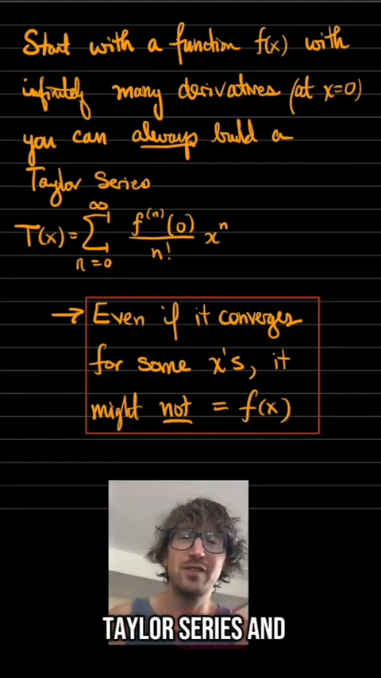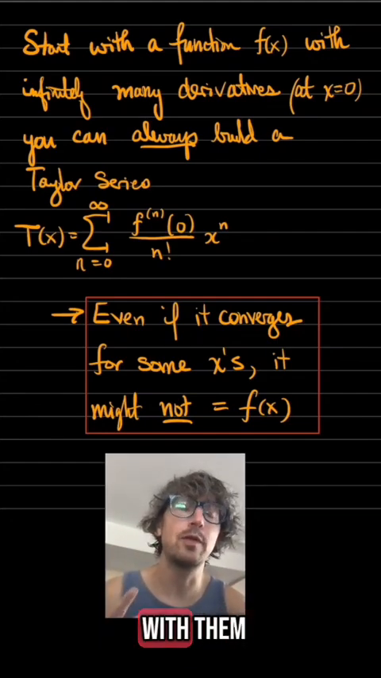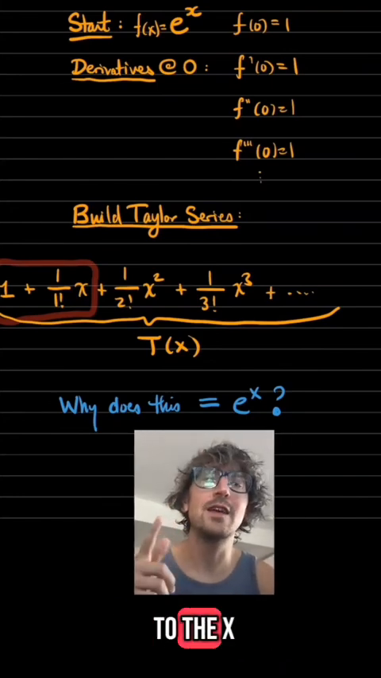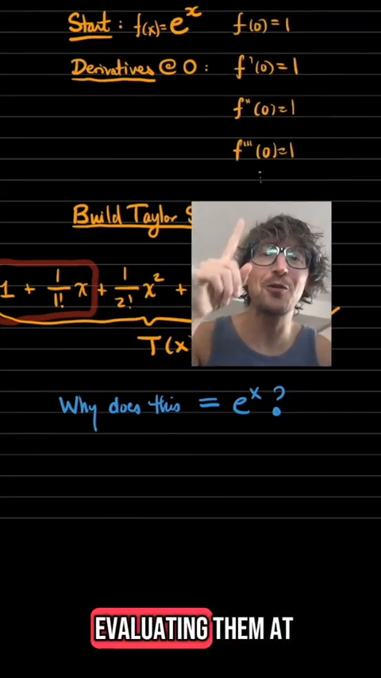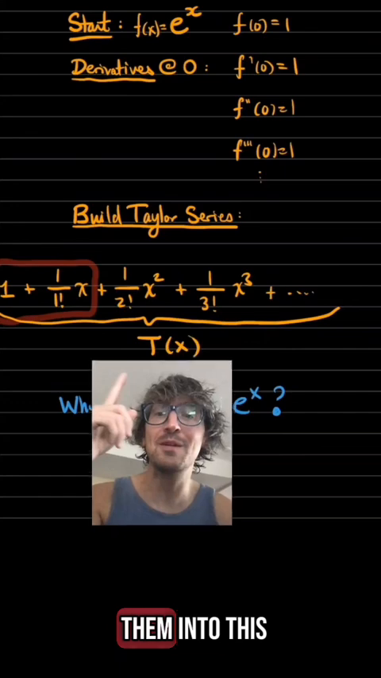Let's talk about Taylor series and some subtle things that can happen with them. So if we start with a function like e to the x, we can build what's called its Taylor series by taking a bunch of derivatives, evaluating them at 0, and putting them into this formula here.